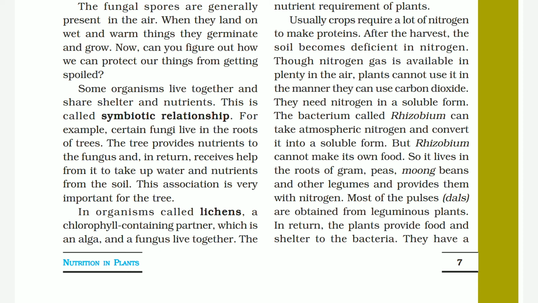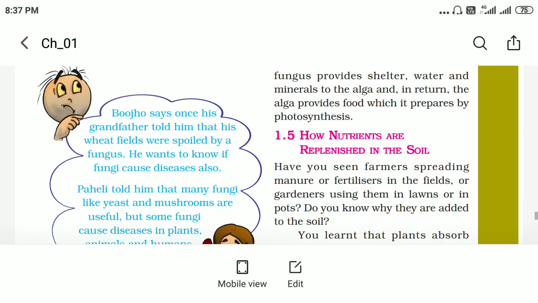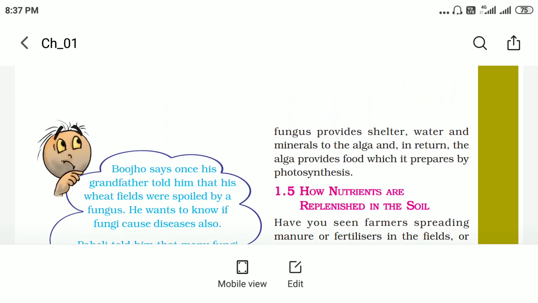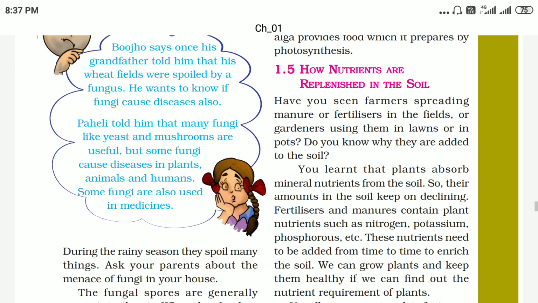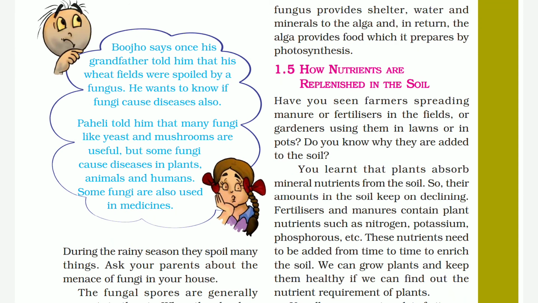In organisms called lichens, a chlorophyll-containing partner, which is an alga, and a fungus live together. The fungus provides shelter, water, and minerals to the alga, and in return the alga provides food prepared by photosynthesis. So they live on each other by providing each other nutrition.